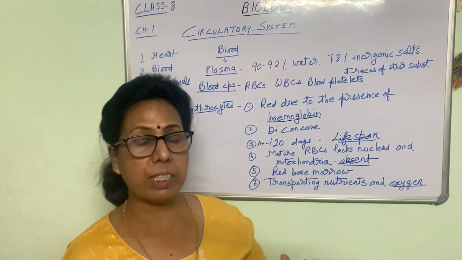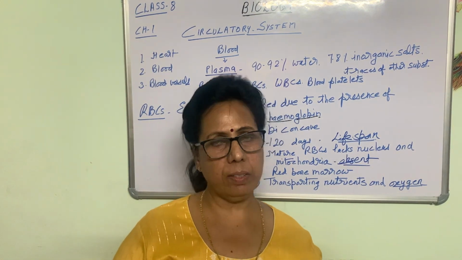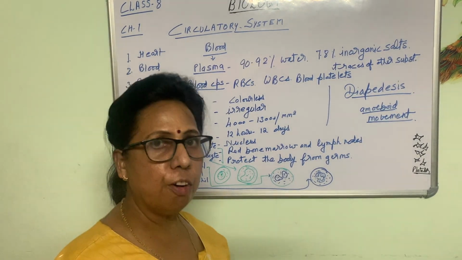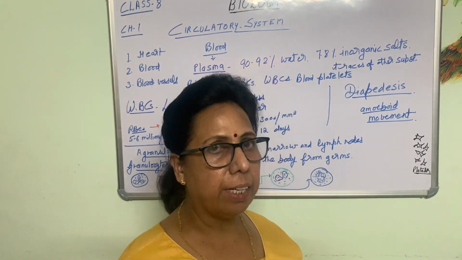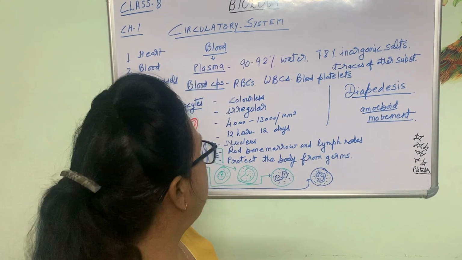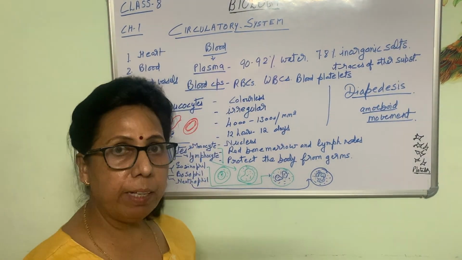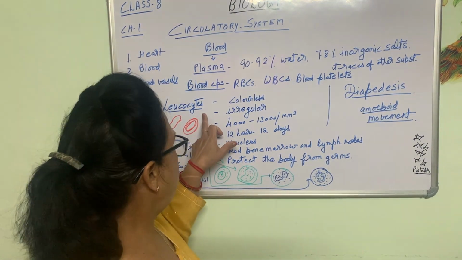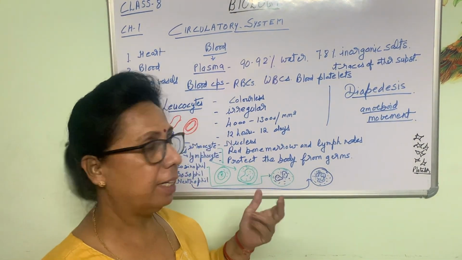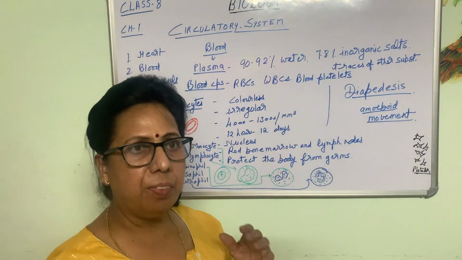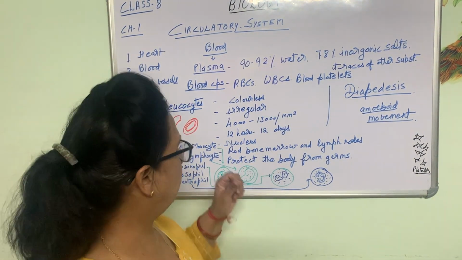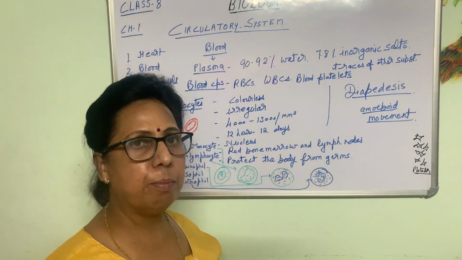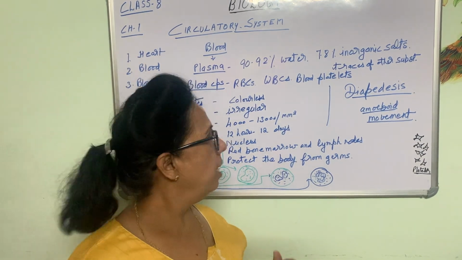Okay, now next we will talk about the WBCs. Now we talk about another cell, that is the WBC, or white blood cell. White blood cells are also known as leukocytes. Leukocyte means they are colorless. They are smaller in size, irregular in shape, and present less in number in comparison to the RBCs.